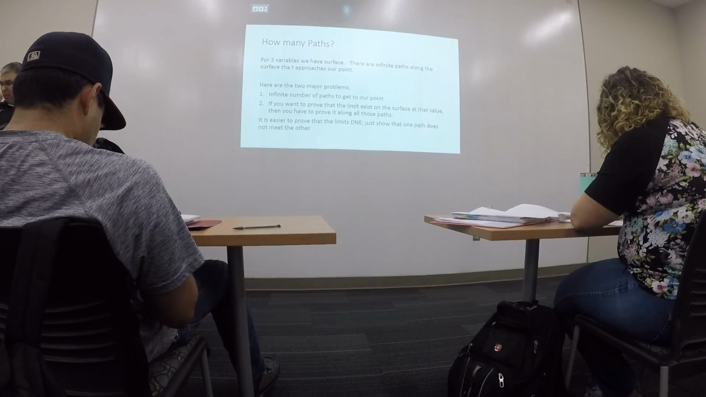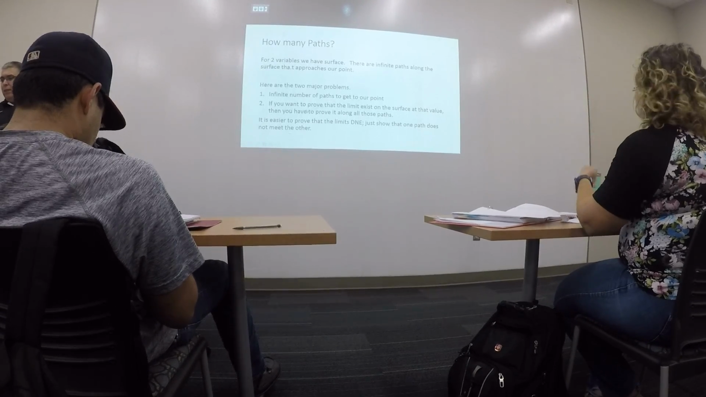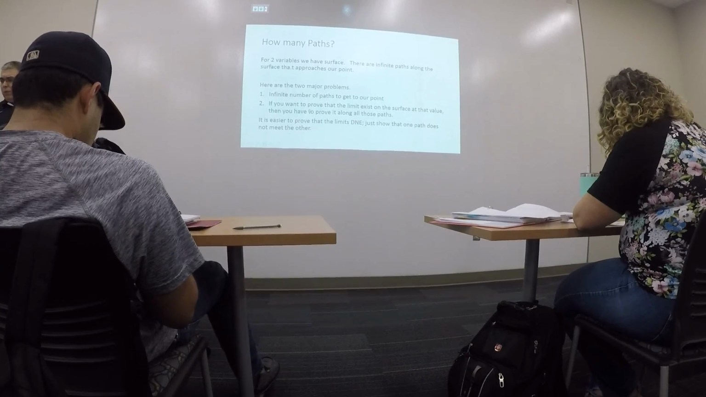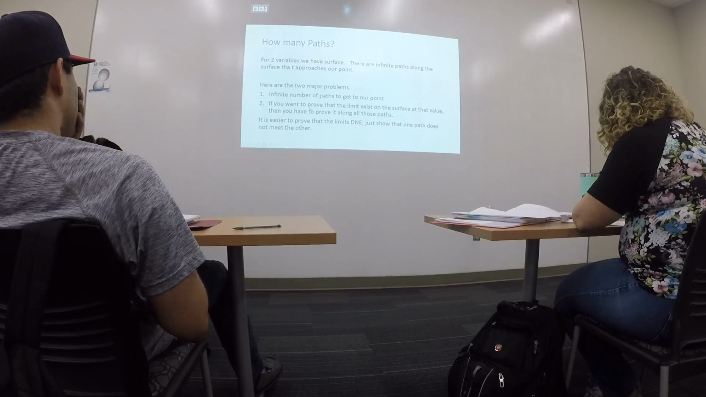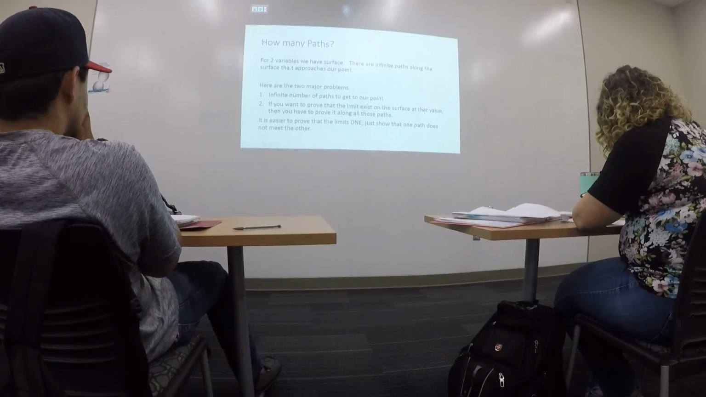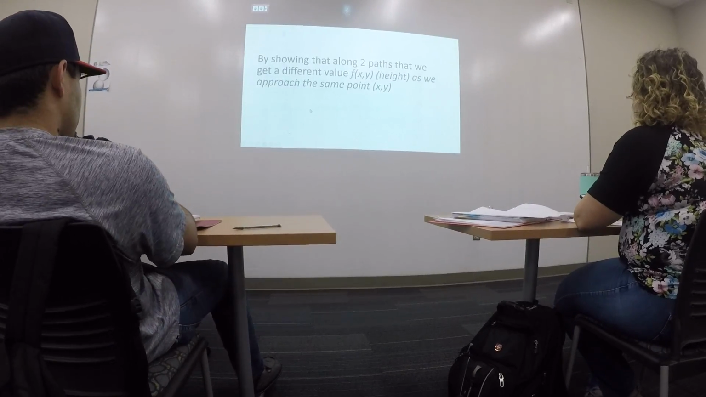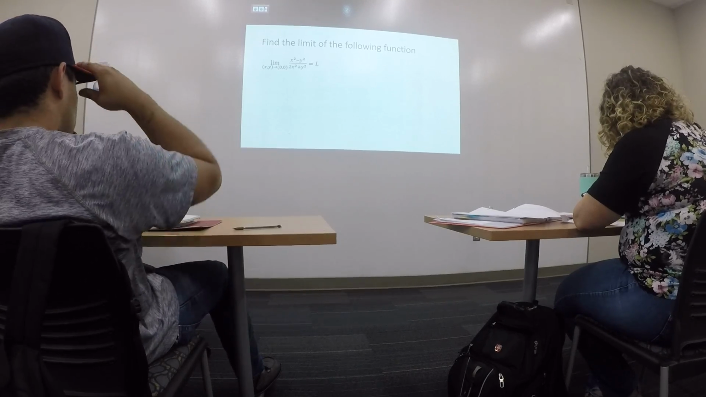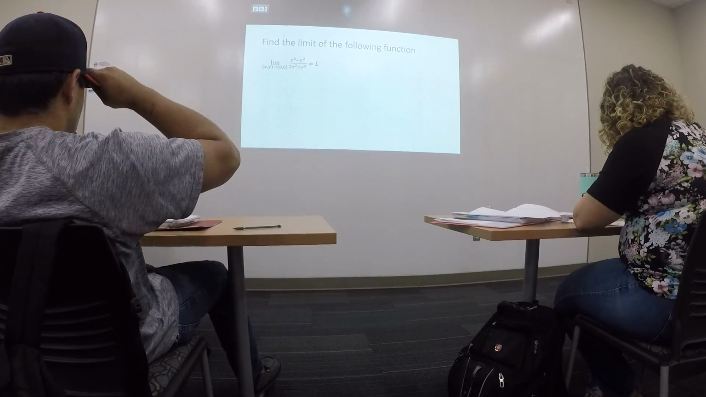Okay. All right. The two major problems are the infinite number of paths to get to our point, and the other major problem is that if you want to prove that a limit exists on the surface at that value, then you want to prove it along all those paths, right? That's the problem. We don't want to do that. It's easier to show that it does not exist, right? That's what we're doing.